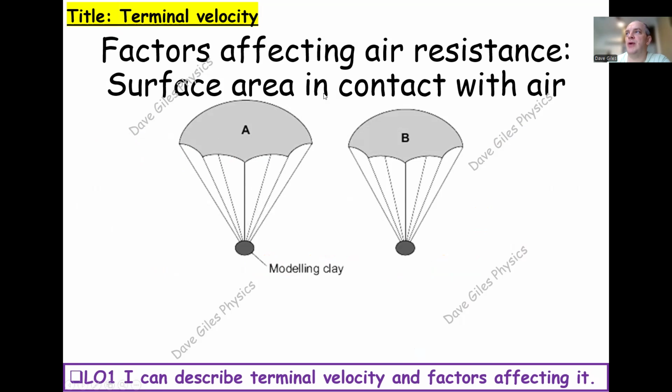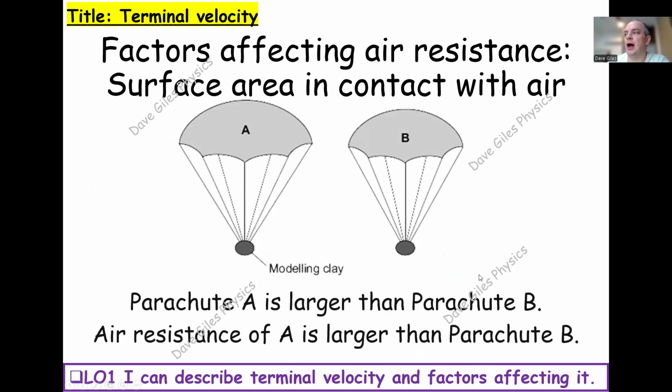So let's look at factors which affect air resistance. The first one is surface area in contact with the air. These are two pieces of clay, both the same mass, both attached to a parachute, but parachute A is larger than parachute B. Therefore, the air resistance of A is larger than that of B. With the bigger opposing force, A will have a lower rate of acceleration than B, and it will have a lower terminal velocity, but we're going to look at what that is in a few moments.